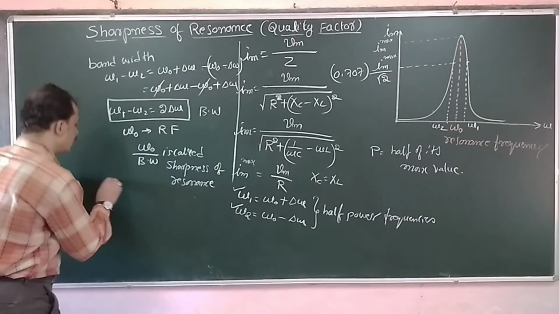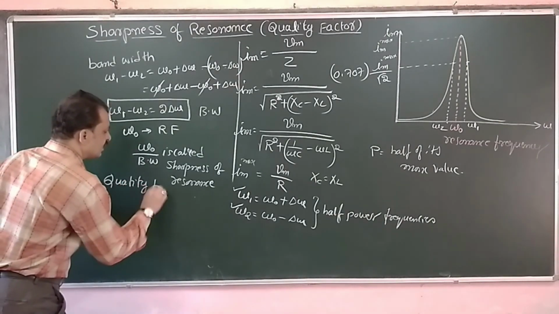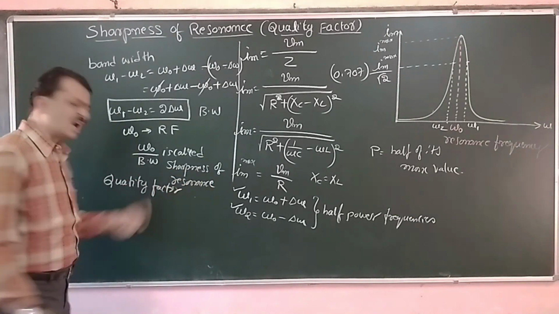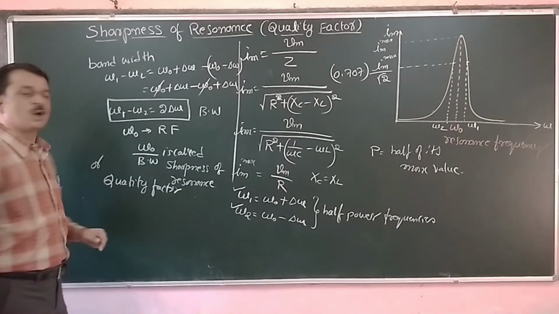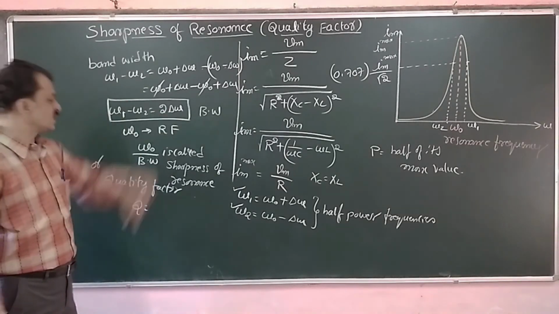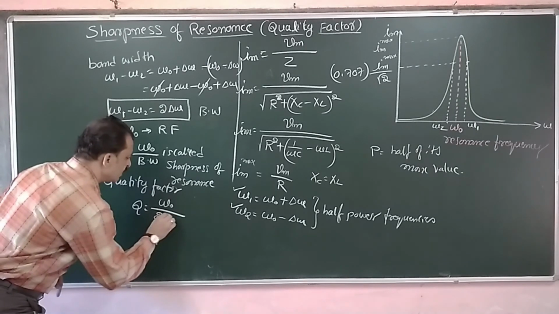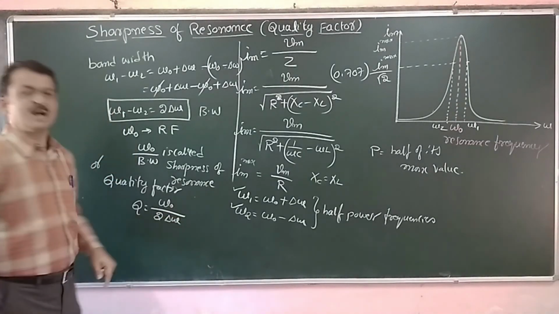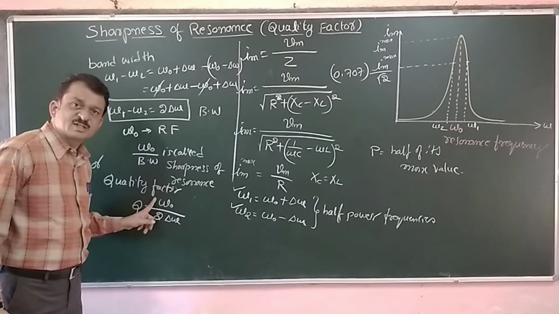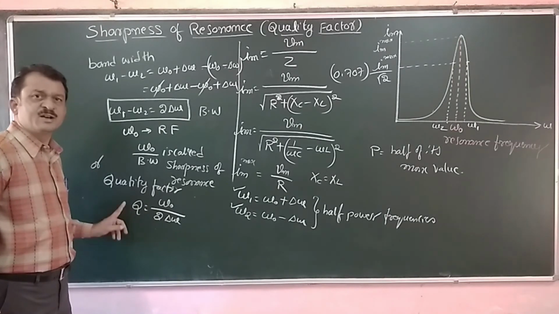It is also called the quality factor, or Q factor. Therefore, the Q factor of an LCR circuit is omega naught divided by 2 delta omega, the ratio of resonance frequency to the bandwidth.